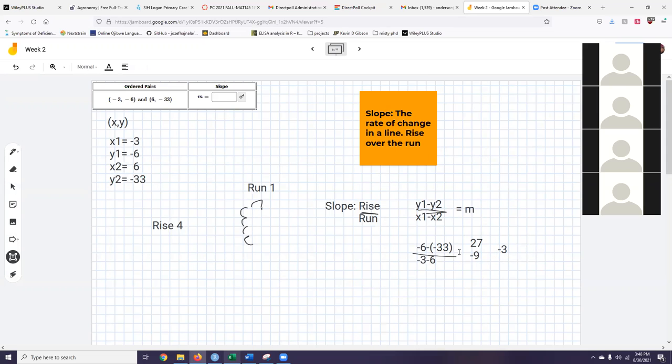Do the equal signs. And just to show it works the same way both ways: -33 minus -6 over 6 minus... 3, minus -3.